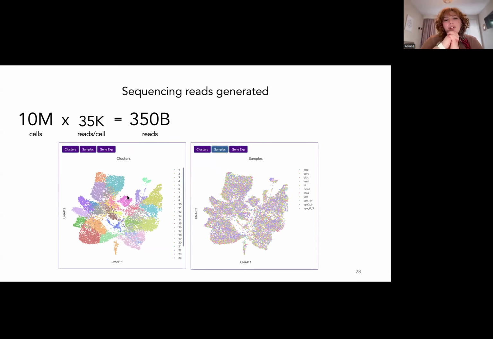And because everyone loves to look at UMAPs, here is our UMAP for one sublibrary. But at the end, we will have 10 million cells at a sequencing depth of 35,000 reads per cell. And right now I'm just talking about valproic acid, but we are also doing other conditions that will be included in this data set.